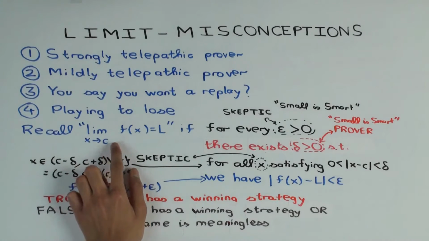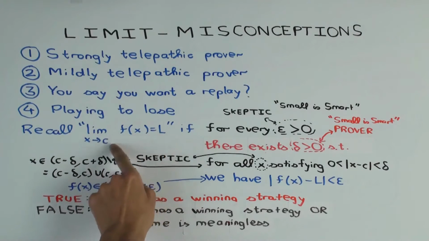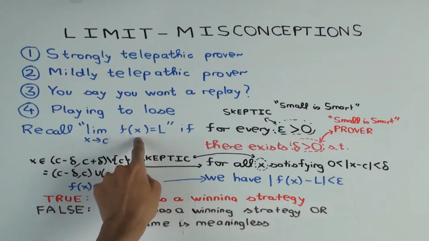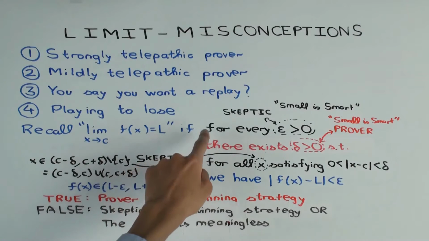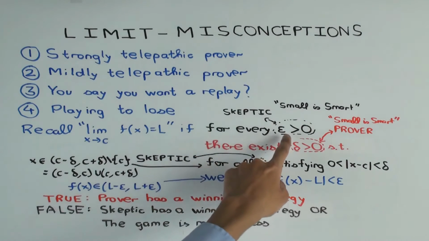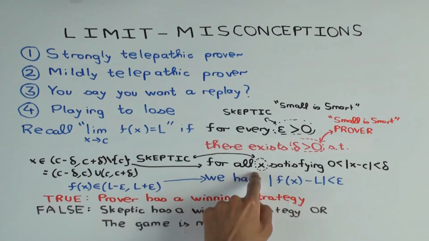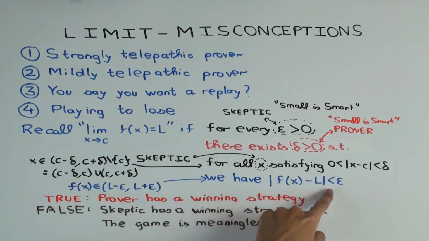So the limit as x approaches c of f(x) is a number L. So c and L are both numbers, real numbers. f is a function, x is approaching c. And we say this is true if the following is true. For every epsilon greater than 0, there exists a delta greater than 0, such that for all x which are within delta distance of c, f(x) is within epsilon distance of L.